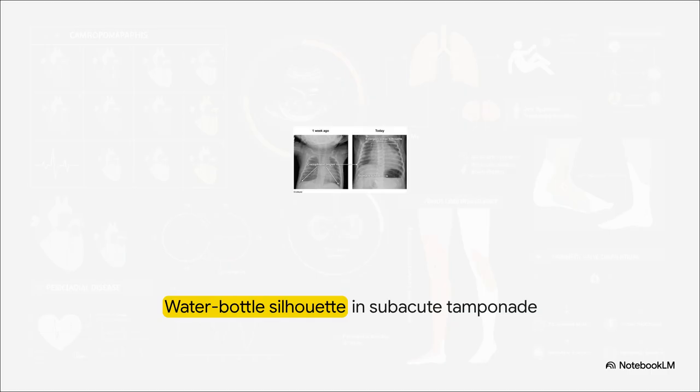An acute tamponade from, say, a ruptured ventricle will actually have a normal cardiac silhouette because the pericardium hasn't had time to stretch out. But a subacute tamponade, like from a malignant effusion slowly building up over weeks, stretches the pericardium enough to hold 1 to 2 liters of fluid. That gives you this enormous globular water bottle shape on a chest X-ray right alongside completely clear lung fields.